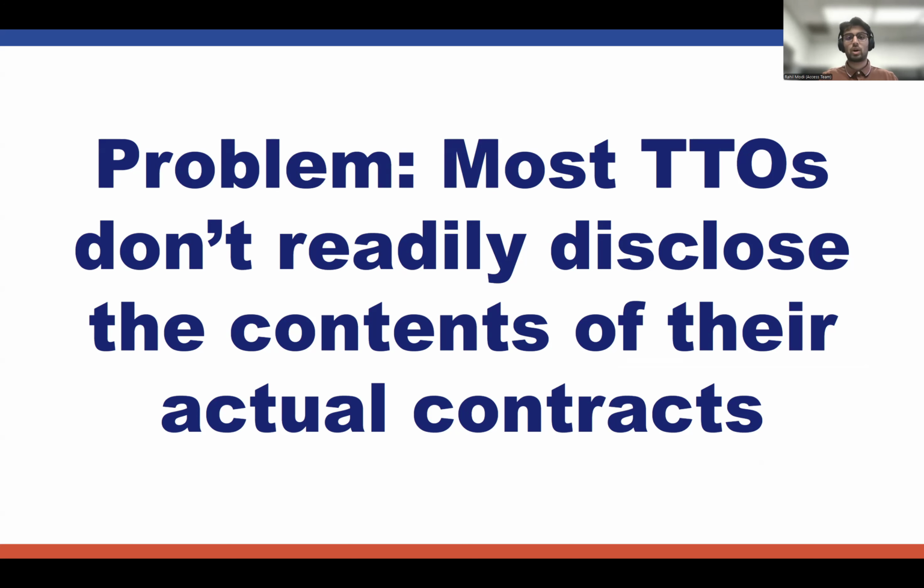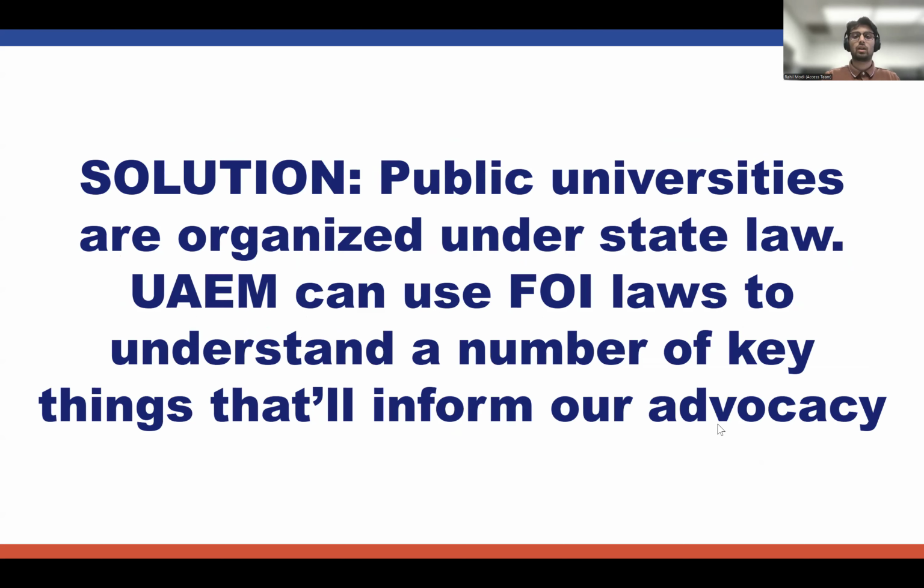So the guiding question of this webinar is: what exactly can we do about it? And the answer is freedom of information laws. Public universities specifically are organized under state law, so we can use FOI laws to understand a number of key things that will then inform the next steps in our advocacy. Namely, one, whether there are equitable access provisions, as well as whether the license is exclusive or non-exclusive, and a couple of other things as well.